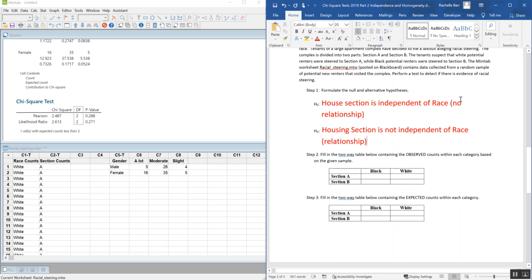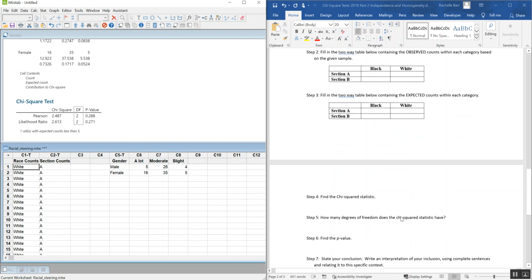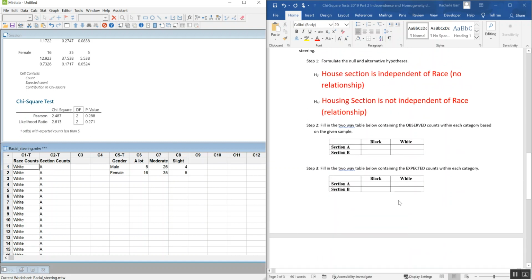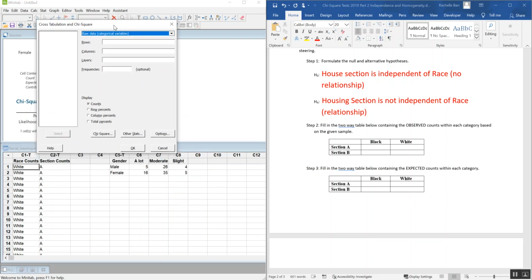I like giving you guys real data because it's important that you see something real, but at the same time, awkward. So I have my data in columns by race and then housing section count, like what housing they were given. So I'm going to need Minitab to do both for me. It's going to make both the observed and the expecteds and all the stuff I'm going to need to perform this test. So this is a little bit different from what we've done before. For this one, I'm going to go to Stat, Tables, and I'm going to use the cross tabulation chi-square. I just like this one a little bit better.